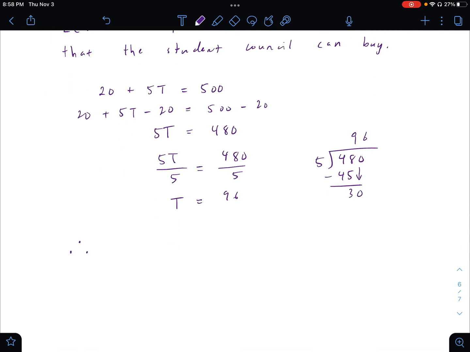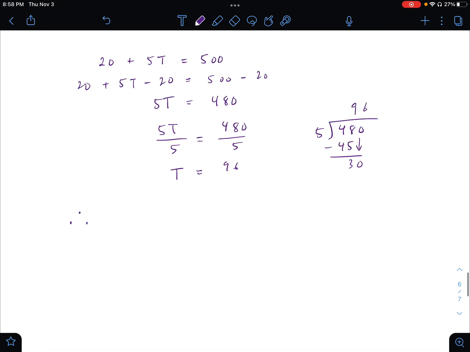So now we want to answer the question, so we want to write a therefore statement. So therefore, the Student Council can afford to buy 96 t-shirts.